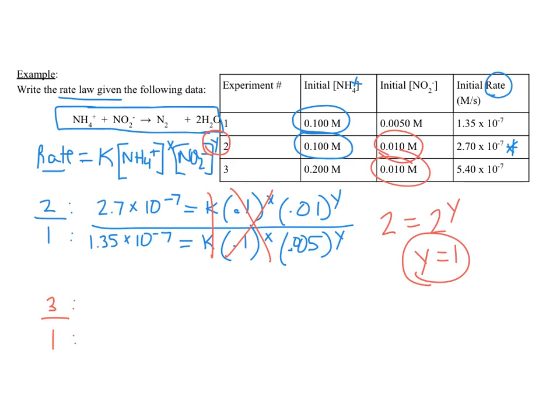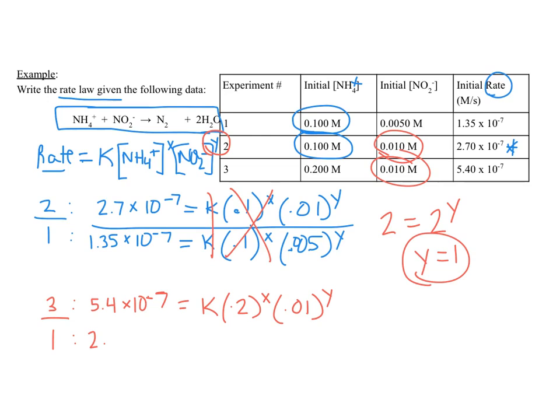And I'm going to plug in the same information just like I did up above. For experiment 3, it doesn't matter if you do 3 over 1 or 1 over 3. I just usually like to pick the one with the bigger number and put it on the top, so then I'm dealing with whole numbers instead of decimals. But it'll still work out mathematically the same way. So my initial rate for experiment 3 is 5.4 times 10 to the negative 7 equals k, then I have 0.2 to the x, and then 0.01 to the y. That's all of experiment 3 stuff plugged in.